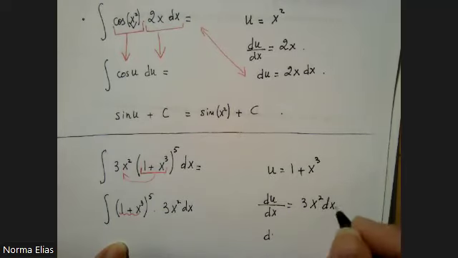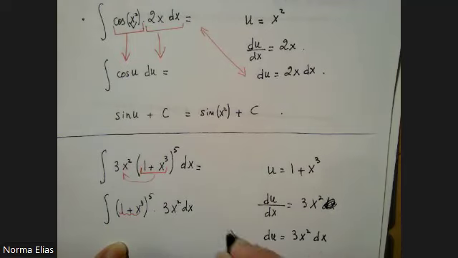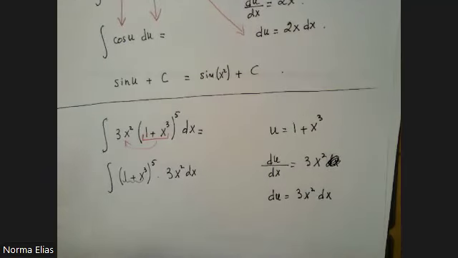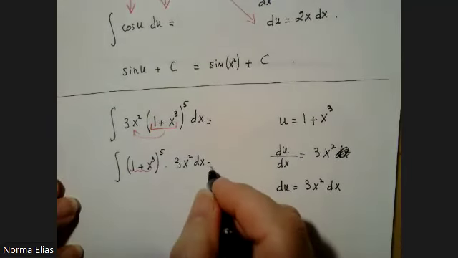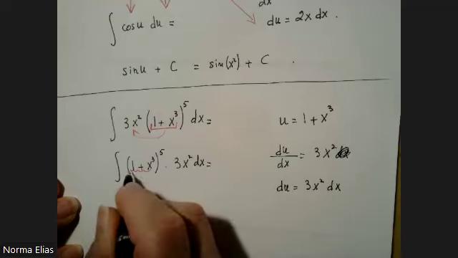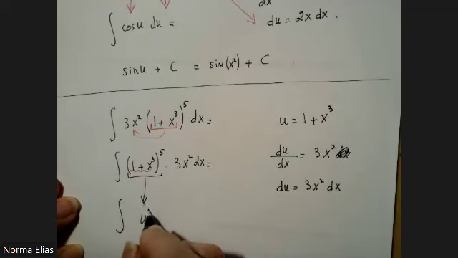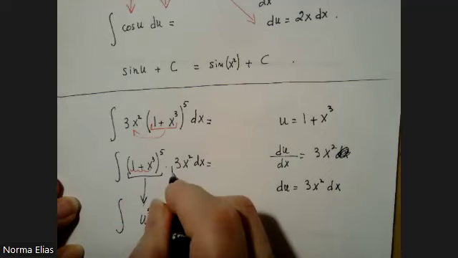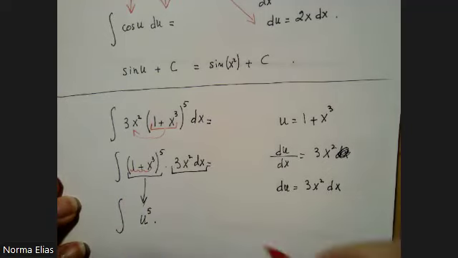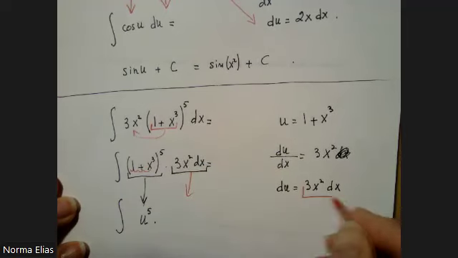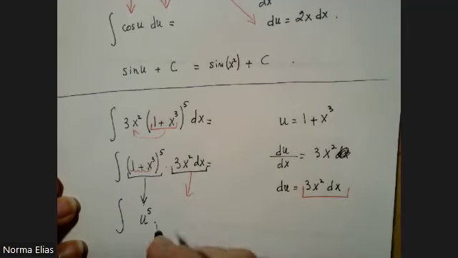Now I don't move 3x squared. Now I multiply formally by dx. I stop and I go back and do the substitution. So this would be equal to 1 plus x cubed, that's the u to the power 5, times 3x squared dx. So that's a straightforward one. This is my du.